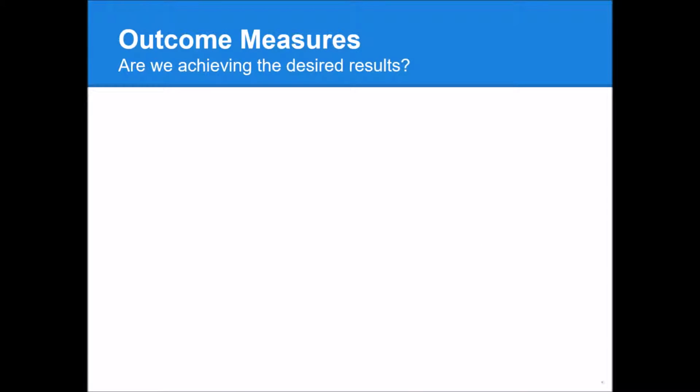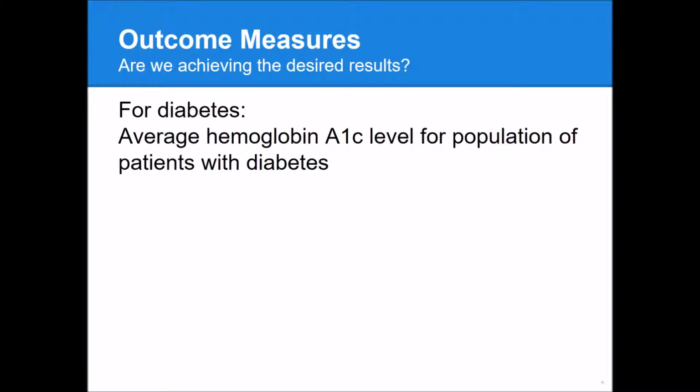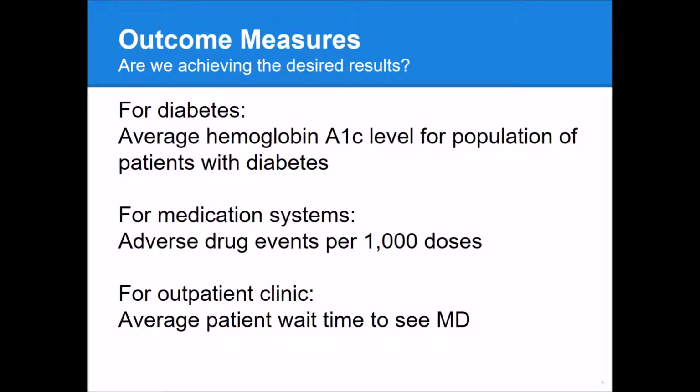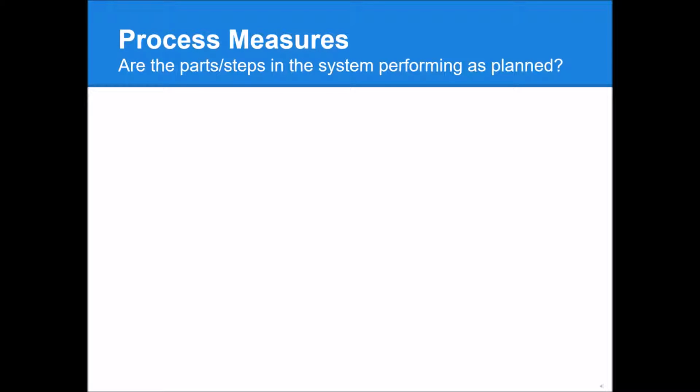So let's look at some examples of outcome measures in different projects. And I made these up off the top of my head just to show you what some examples would look like. Let's say you were doing a project on diabetes. An outcome measure might be the average hemoglobin A1C level for your population of patients with diabetes. Or in a project where you're looking at a medication system, you could look at an outcome measure of adverse drug events per 1,000 doses of medication given. Or, for example, in an outpatient clinic setting, your outcome measure might be the average wait time to see a doctor.